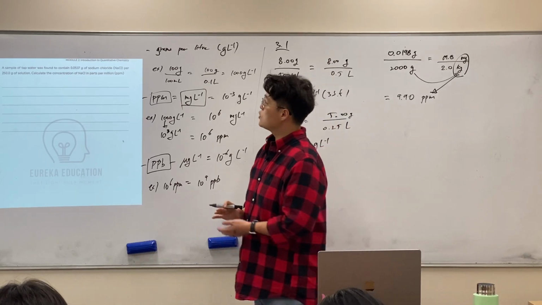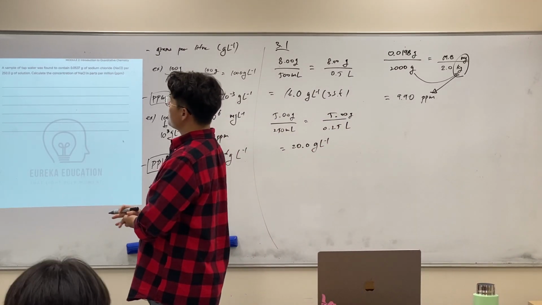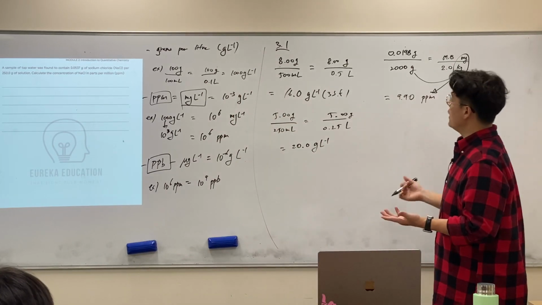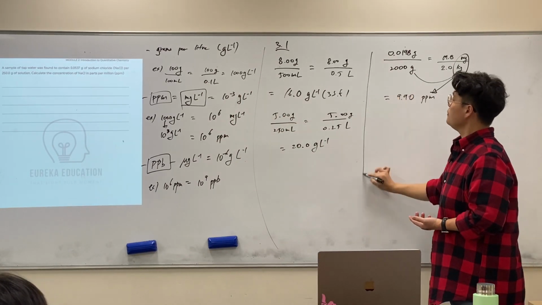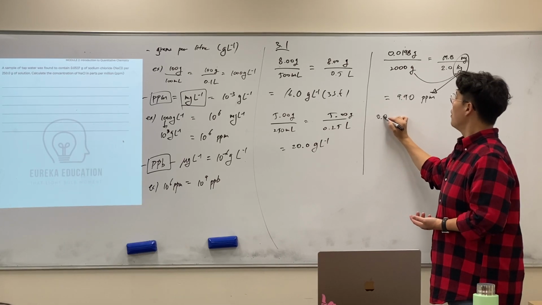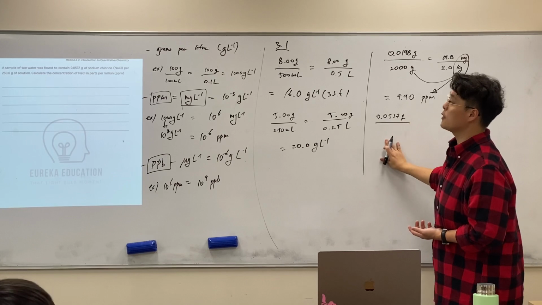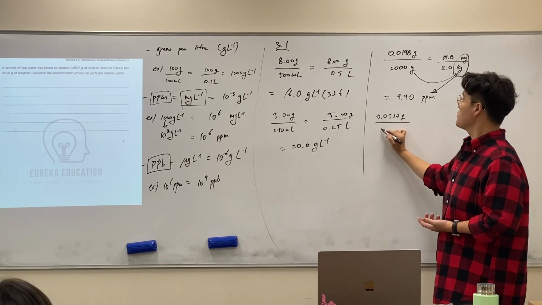Okay, let's do the next one too. We have 0.0537 grams of sodium chloride per 250 grams of solution. Now found in parts per million again. So what we have is 0.0537 grams of the sodium chloride divided by 250 grams of solution.